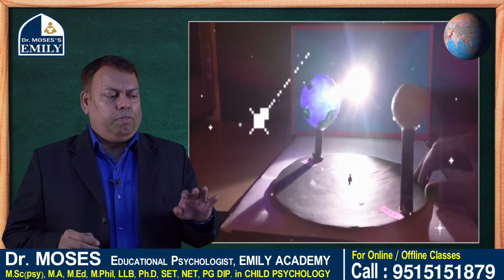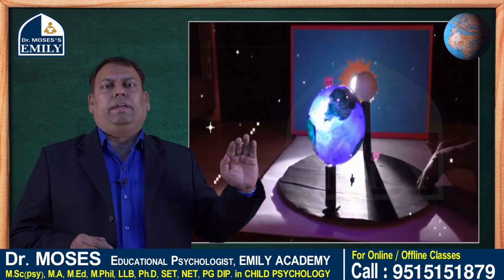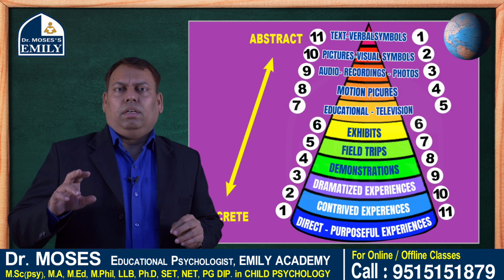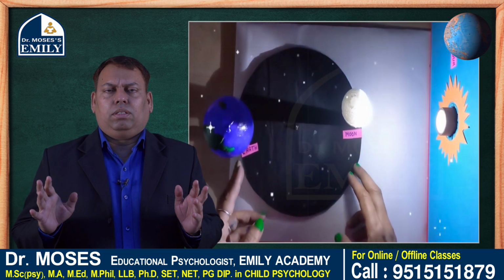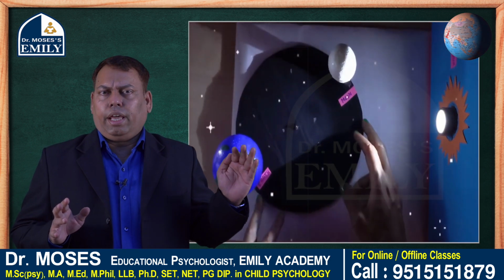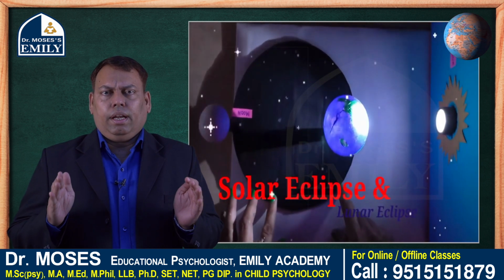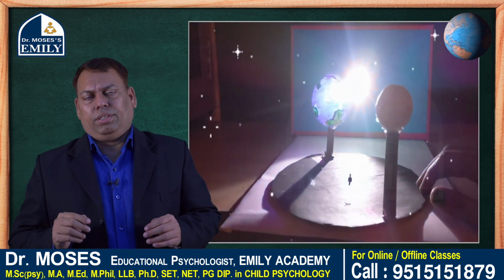So demonstration, to prove an idea, if teacher performs or conducts experiment, it is called demonstration. From bottom to top, the fourth one is demonstration. For example, to explain eclipses, solar and lunar eclipses, if teacher uses different models and conduct experiments in front of the students, it is called demonstration.